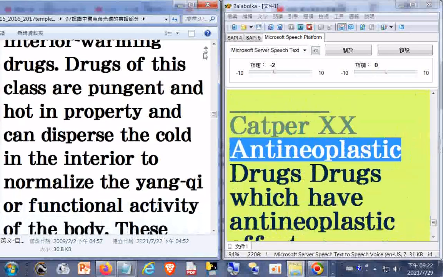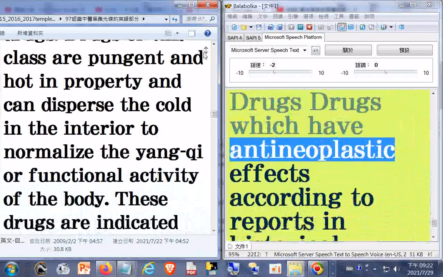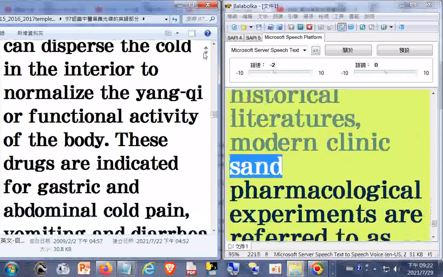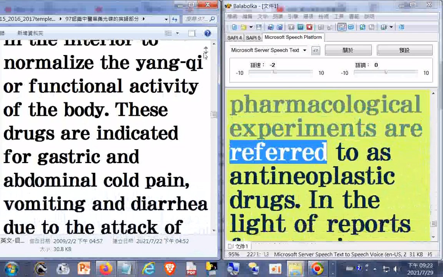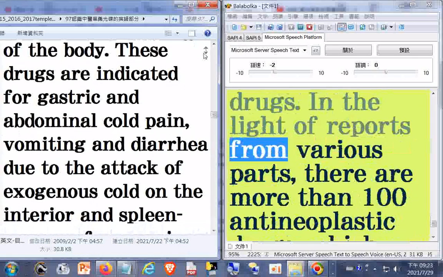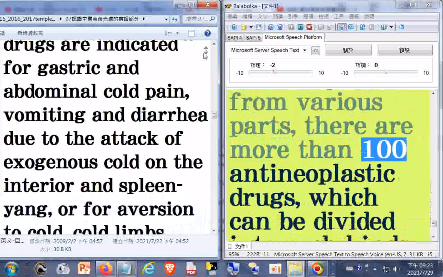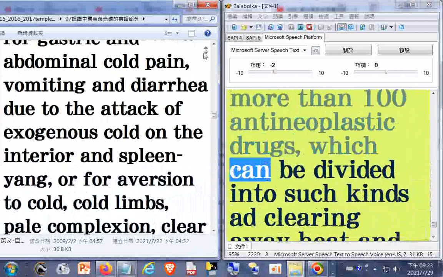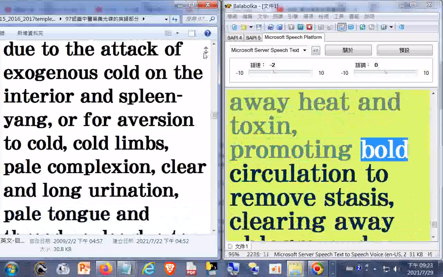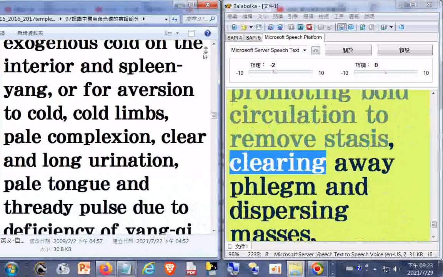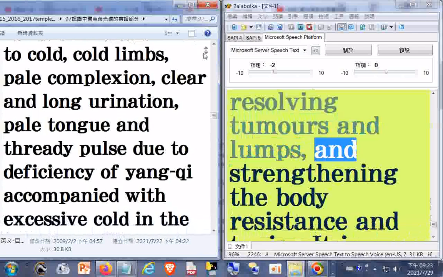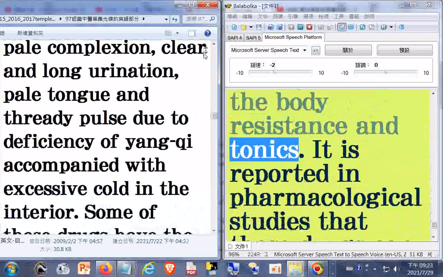Chapter 20, Antineoplastic drugs. Drugs which have antineoplastic effects according to reports in historical literatures, modern clinics and pharmacological experiments are referred to as antineoplastic drugs. In the light of reports from various parts, there are more than 100 antineoplastic drugs, which can be divided into such kinds as clearing away heat and toxin, promoting blood circulation to remove stasis, clearing away phlegm and dispersing masses, resolving tumors and lumps, and strengthening the body resistance and tonics.